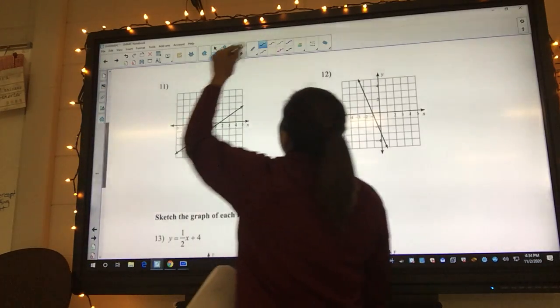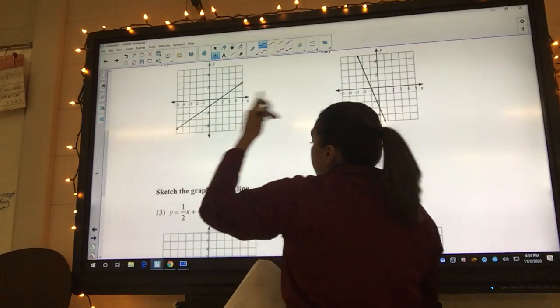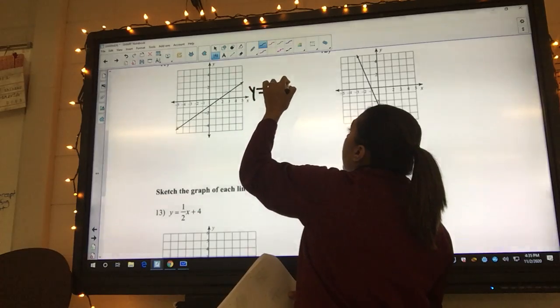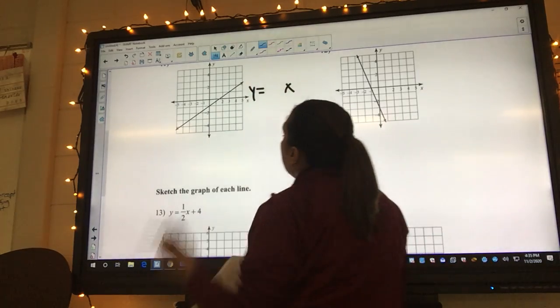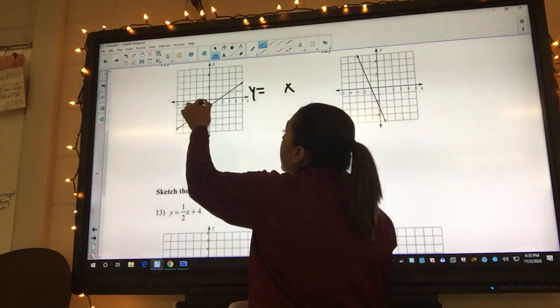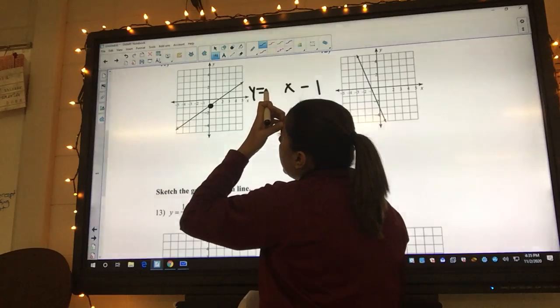Okay, and then let's look at 11. So, same thing, we're getting slope-intercept form, which is y equals mx plus b. So we got y equals something x plus something. Okay, so we find our y-intercept first, which is at -1. And then we find the next closest point.